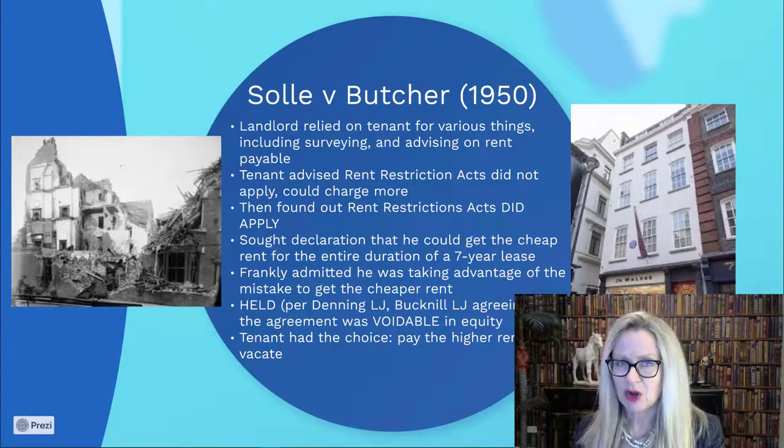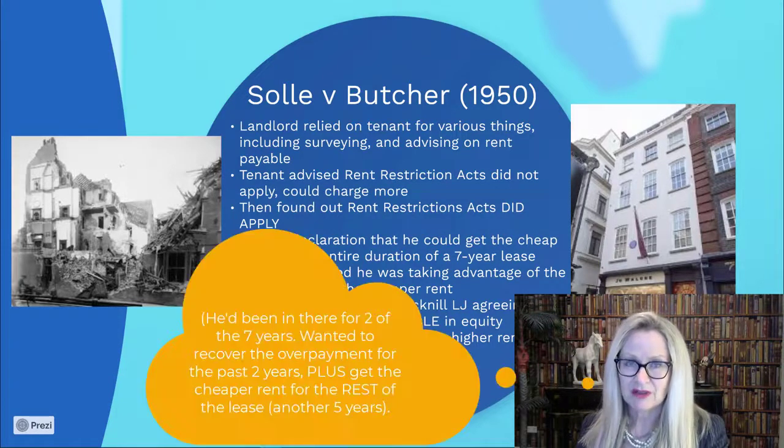The tenant actually told his landlord that the Rent Restriction Act didn't apply, and therefore the landlord could charge substantially more than under the Act. They then both found out that the Rent Restriction Act did apply, so essentially the landlord had been technically overcharging the rent for that particular flat. And so the tenant ran off to court and sought a declaration that he could get the cheaper rent for the entire duration of a 7-year lease that was stretching out in front of them.